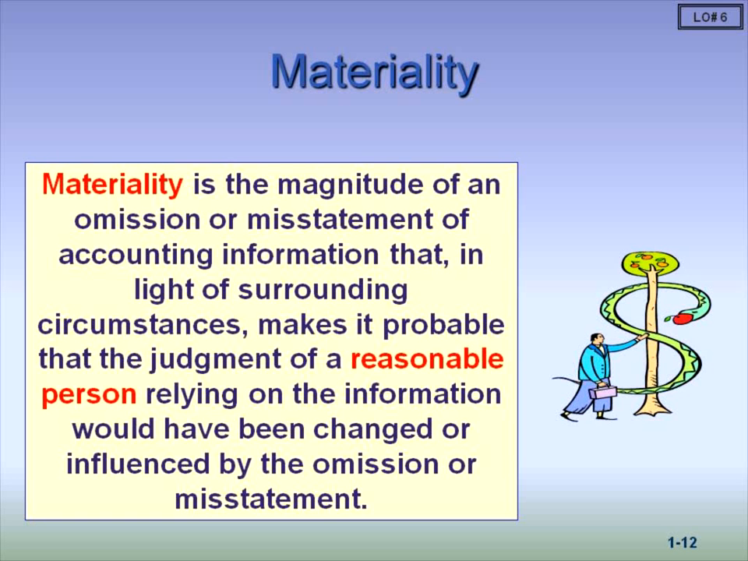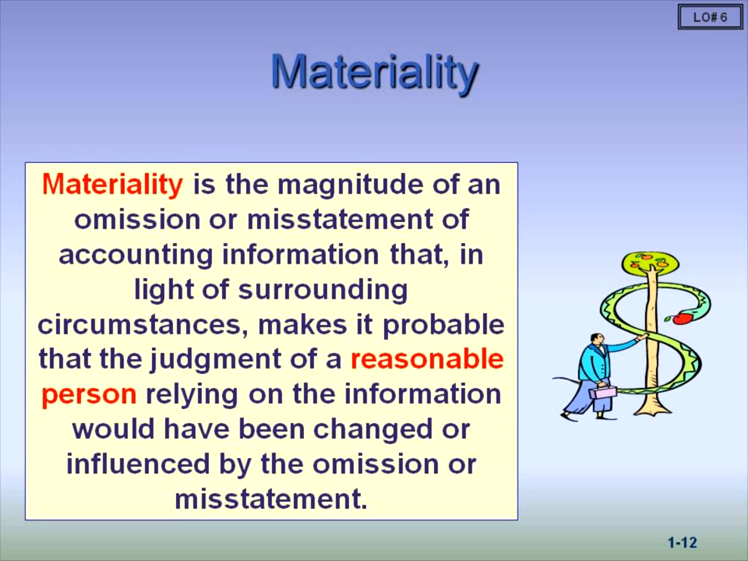I don't know why it's in Chapter 1, but it is, so we will talk about it. Okay. Materiality, the basic definition: the magnitude of an omission or misstatement of accounting information that, in light of surrounding circumstances, makes it probable that the judgment of a reasonable person, reasonable is key, a reasonable person that relies on the information. Those reasonable people are the stockholders or the banks or whomever is some financier that is looking at these statements in order to make a decision.